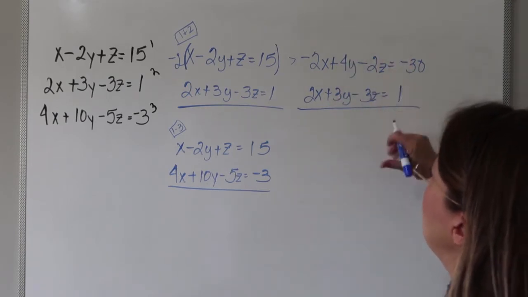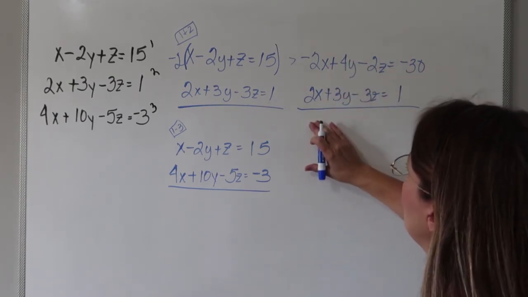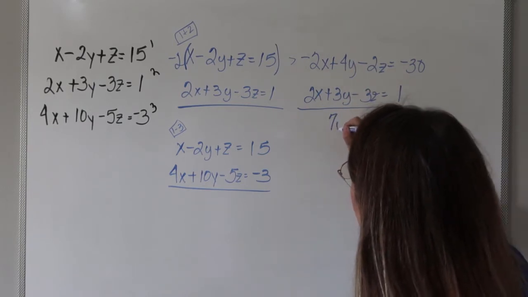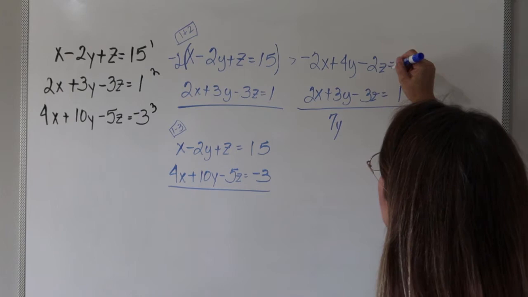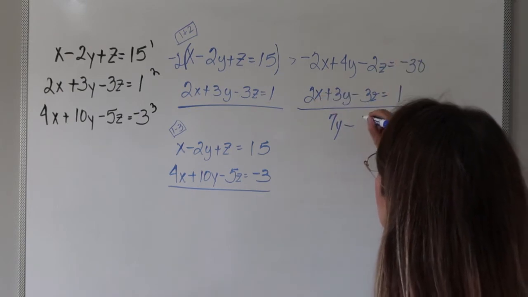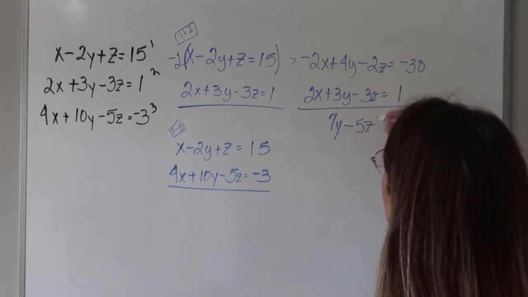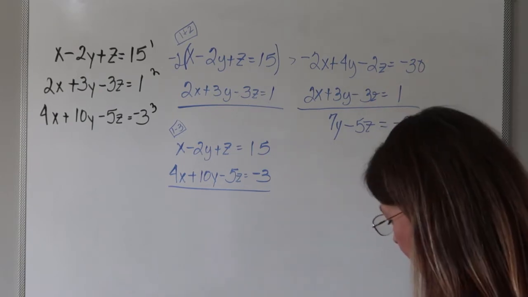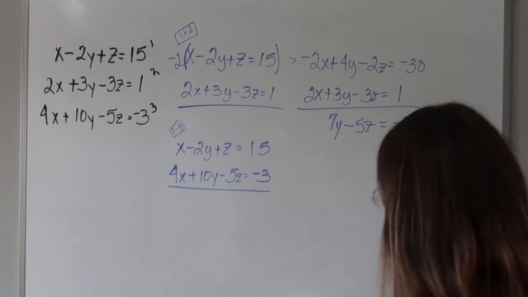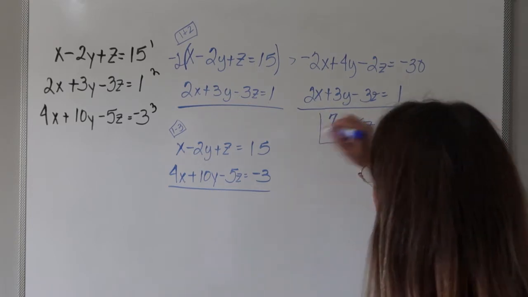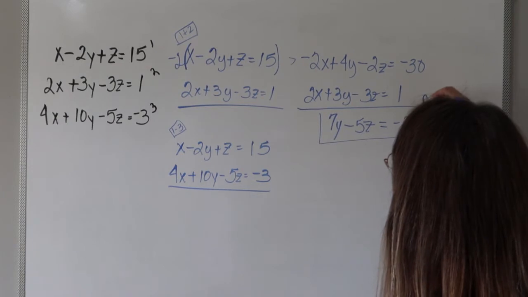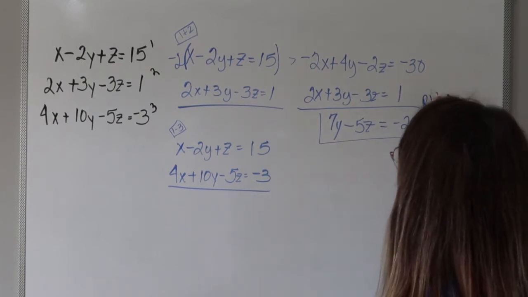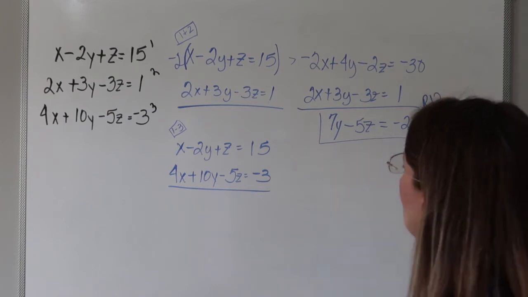Now I'm going to add straight down. My x terms eliminate. 4y plus 3y gives me 7y. Negative 2z plus negative 3z gives me negative 5z. And then negative 30 plus 1 gives me negative 29. Now this is the result from pairing equations 1 and 2, so I'm going to call it R12.